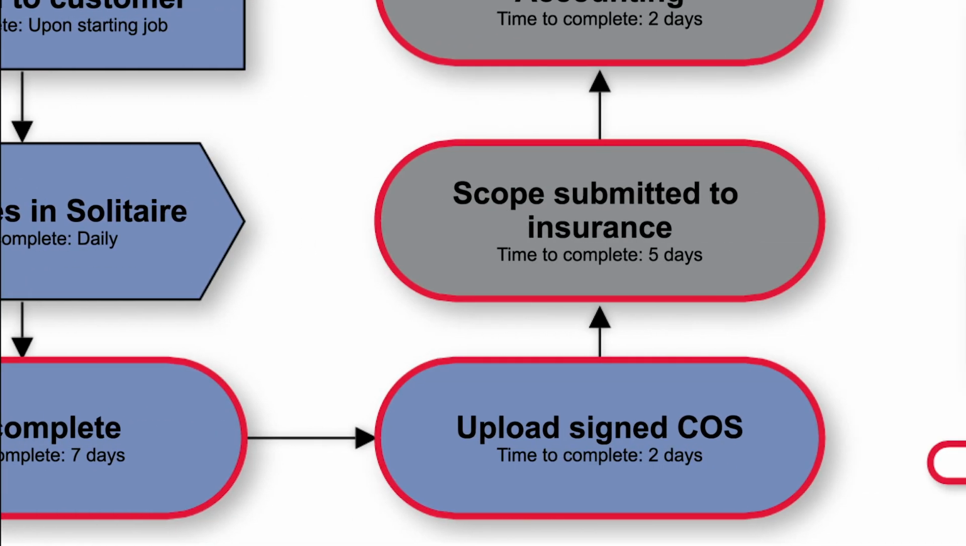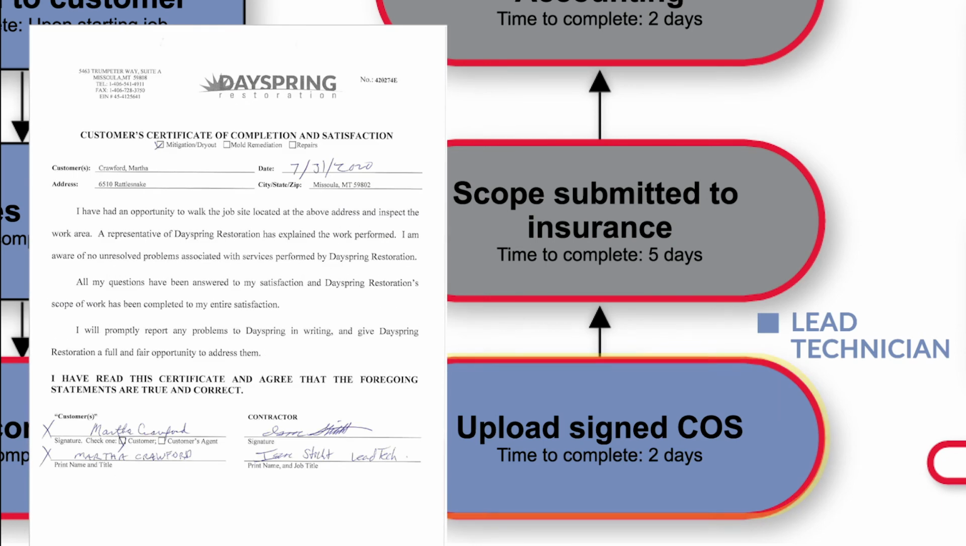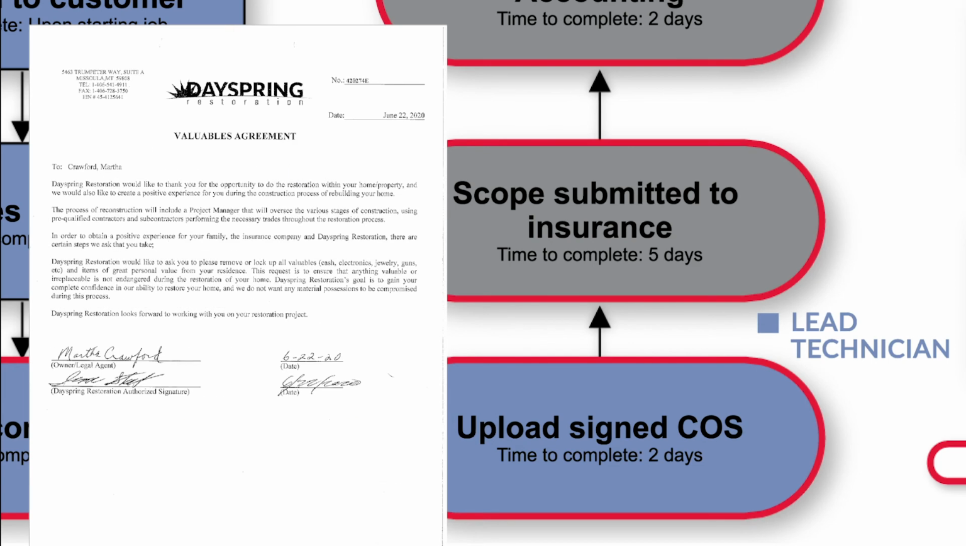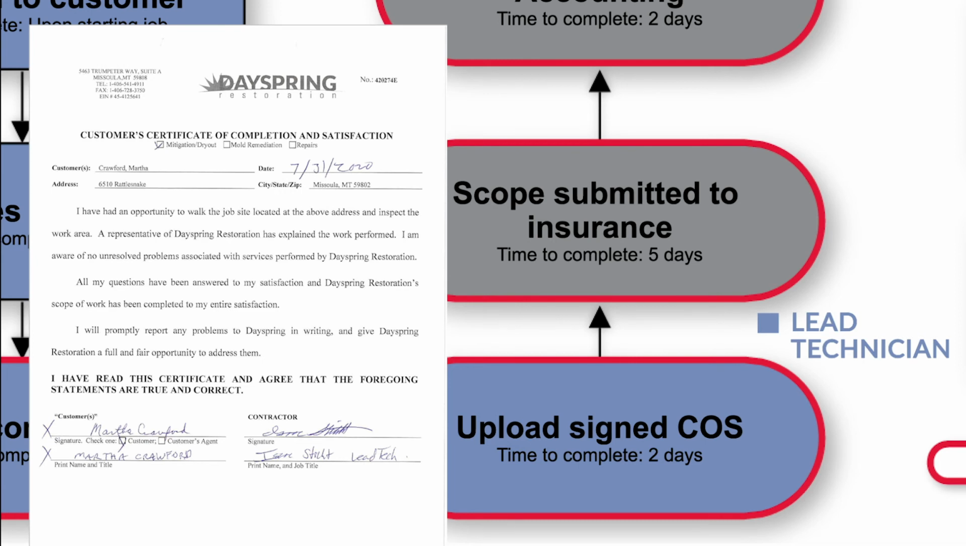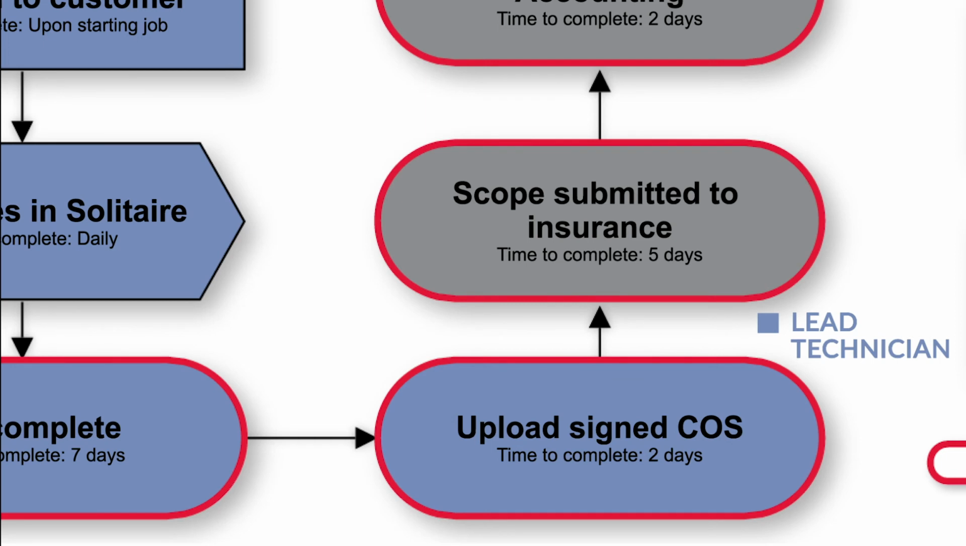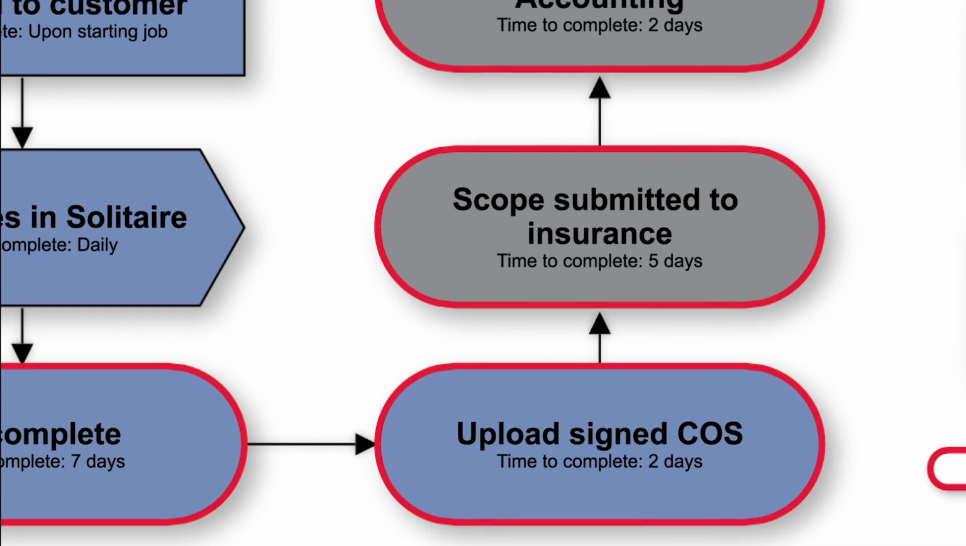Now the lead technician will need to complete the compliance task of uploading the signed COS. The lead technician will review the job file and ensure that all required information has been documented. This includes all applicable documents signed by the customer, daily notes, photos, a sketch with measurements, and surface and atmospheric readings for each day. The completed file is then turned into the mitigation superintendent and/or the estimator for review.